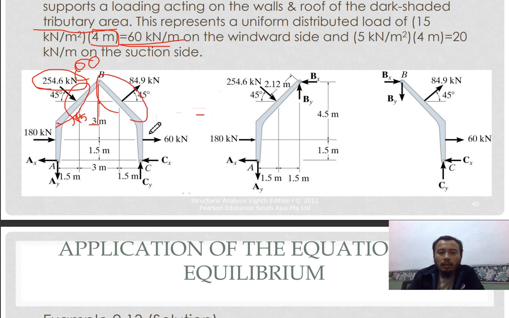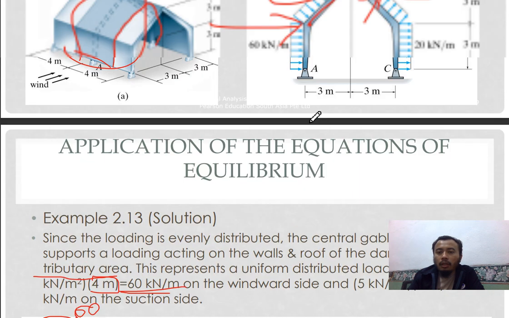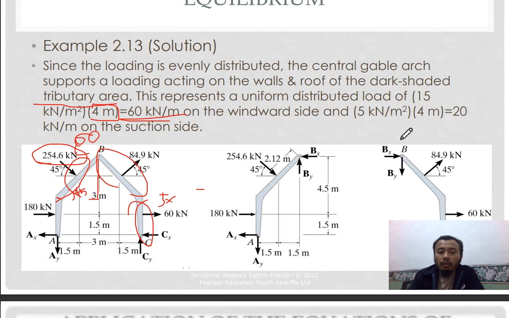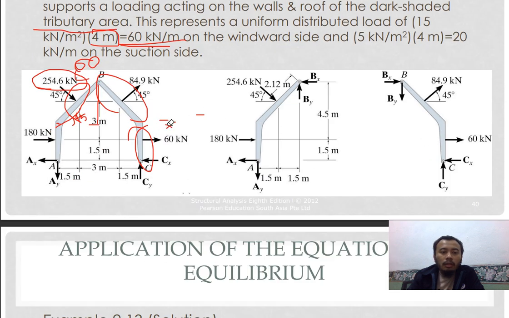This one is vertical, so it's very simple. For example, this one is 60. How you get 60 is 20 kilonewton per meter times the length of the member, which is 3 meter from C to the midpoint. Similar to this one, it is 20 times 3 meter, giving 60 kilonewton.